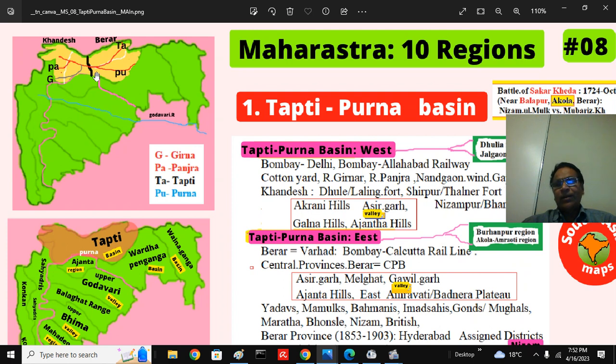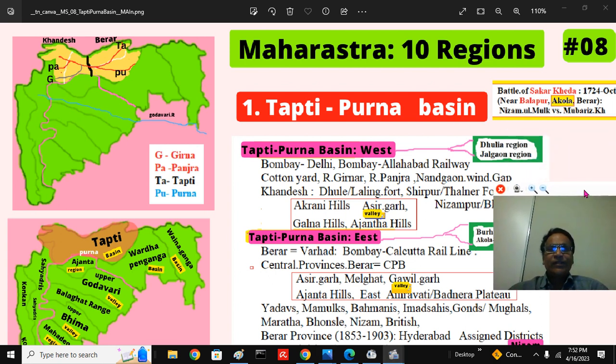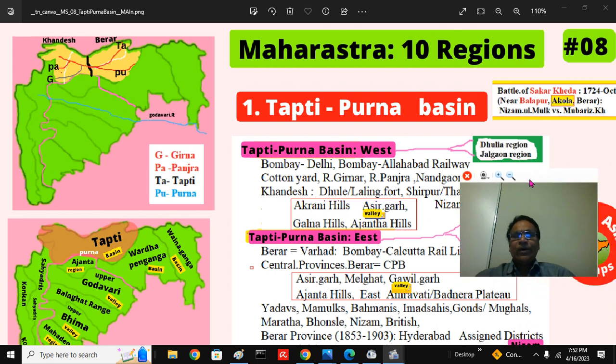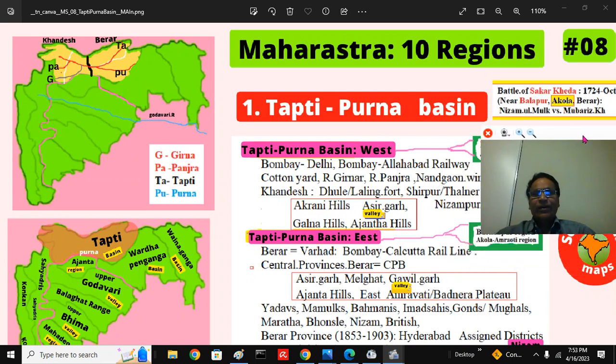Their historical capital resided at a place called Thalner. Thalner fort and Thalner town was their historical capital. We will see that Thalner. That is near Shirpur taluk of Western Khandesh. Western Khandesh is Dhule, Eastern Khandesh is Jalgaon. Now there are many districts like Nandurbar and Akrani, and so on. So we are not going into that.